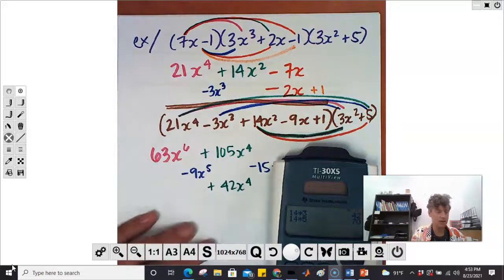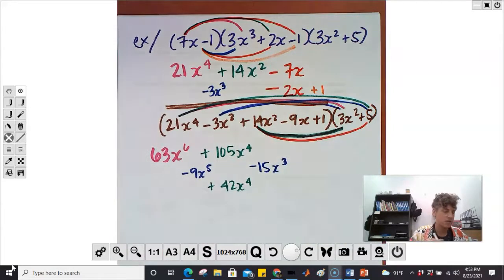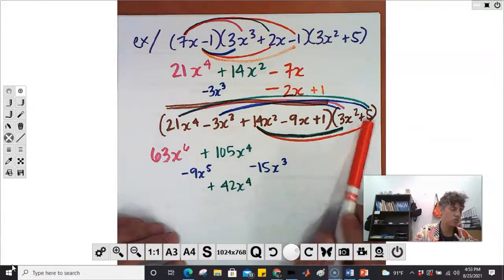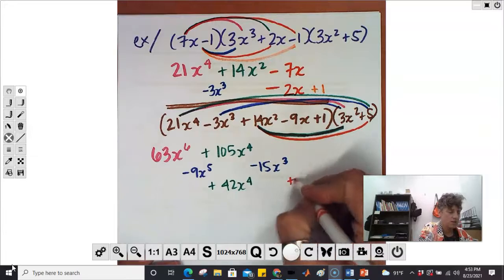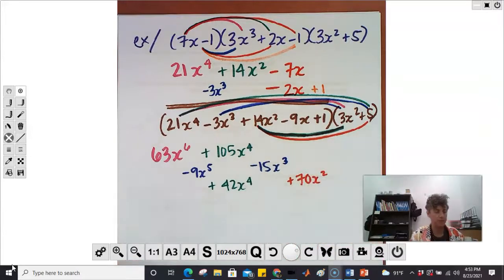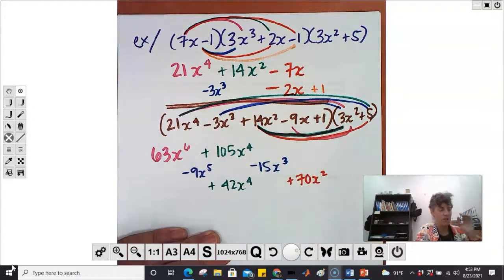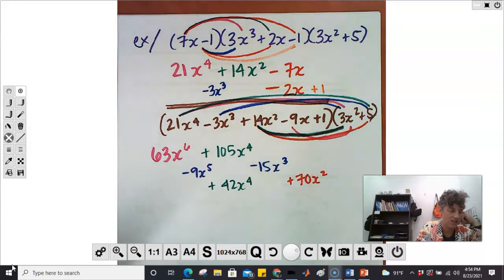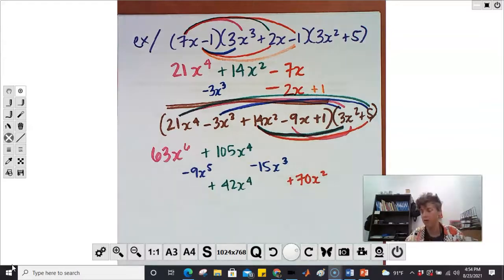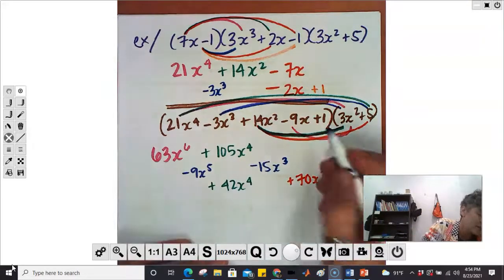70. What a nice round number that is. 70x squared. 70x squared. 2 more. I feel like we're doing great. Doing so well. Yep, totally reusing colors. I don't have that many colors. Negative 9x times 3x squared is going to be negative 27x cubed. Well, goodness, that's a blue. That's my blue color. That's my x cubed.